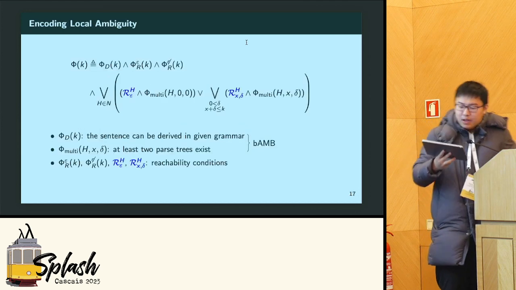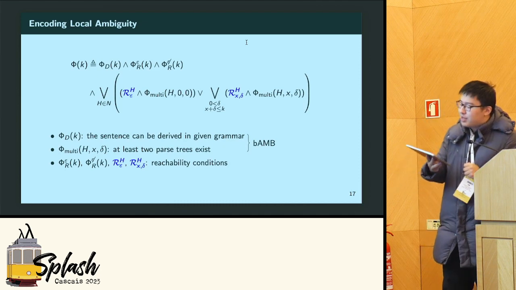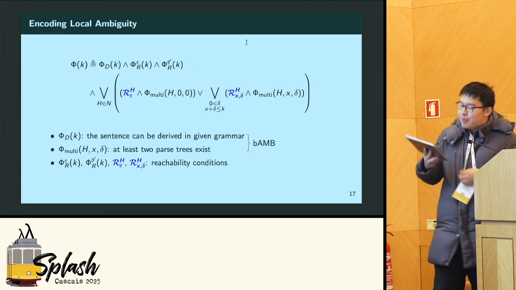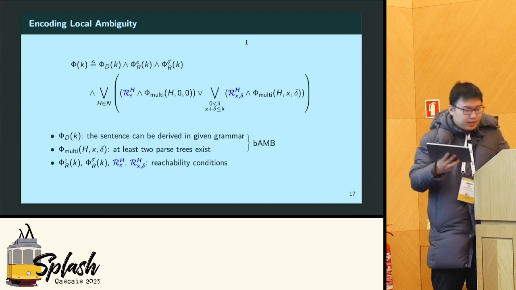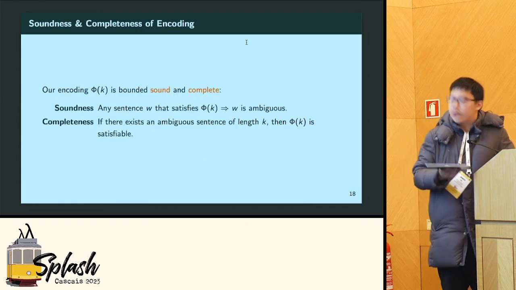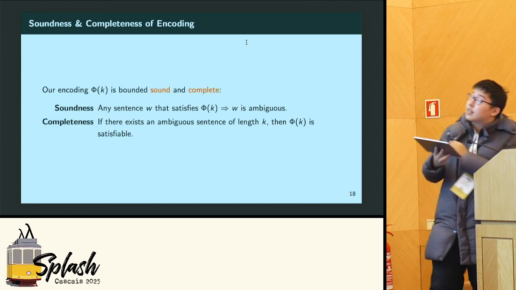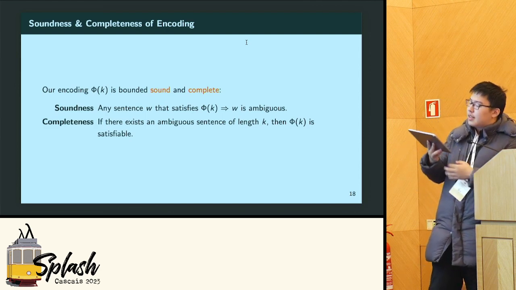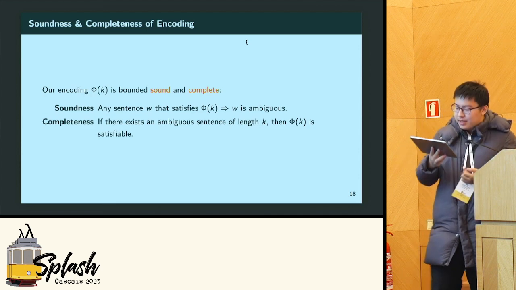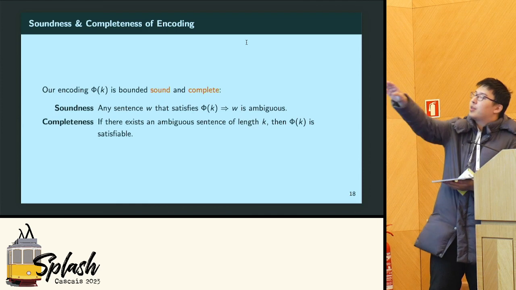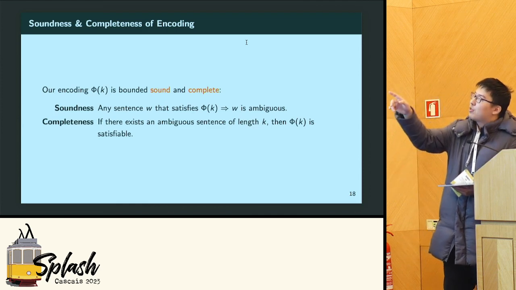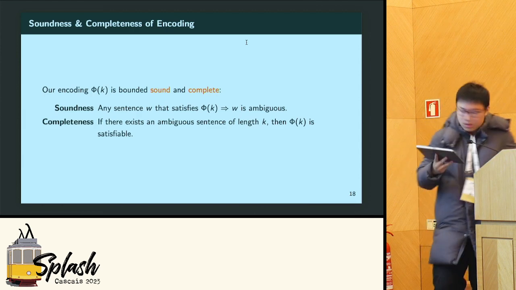Now that we have local ambiguity, we can translate that into an SMT formula. It discusses whether the ambiguous sentence is empty and respectively encodes the BMB and the reachability conditions for each case. We've also proved the correctness of the given encoding, showing its bounded soundness and completeness. Soundness says that any sentence found is indeed ambiguous, while completeness says that if there exists an ambiguous sentence of a certain length k, then the SMT formula phi k is satisfiable.